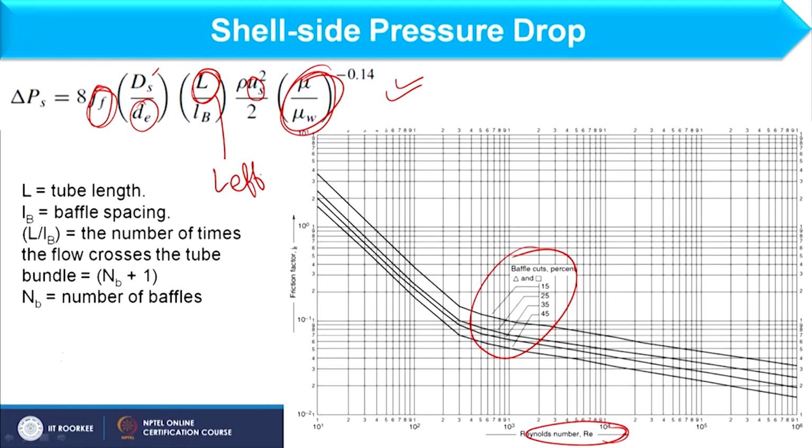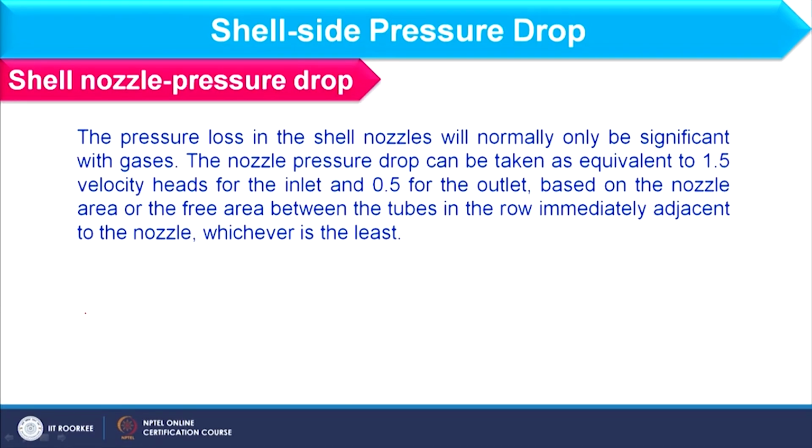and once I am having this L by LB, this is nothing but the number of times the flow crosses the tube bundle, and that should be equal to number of baffles plus 1, right. So, in that way we can calculate pressure drop in shell side as well as in tube side. Okay. Now, let us discuss the pressure drop in shell nozzle.